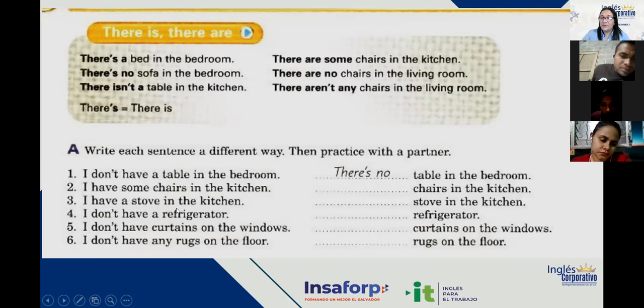No estoy diciendo que esto no se pueda decir. I don't have a table in the bedroom. It's correct. Pero también existe another possibility to say there's no table in the bedroom. Yes? Entonces, lo que vamos a hacer es reescribir las mismas sentences, pero usando there is, there isn't. There are, there aren't. ¿Está claro? Si la sentence acá es affirmative, obviously aquí va a quedar affirmative. But if the sentence here is negative, the sentence here is going to be negative. ¿Está clear? ¿Sí queda claro lo que vamos a hacer?